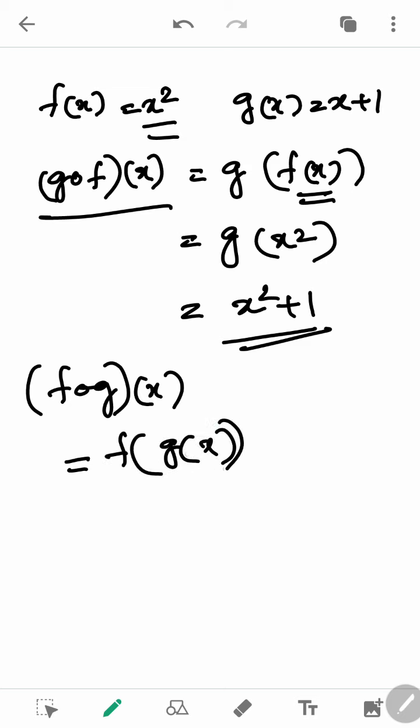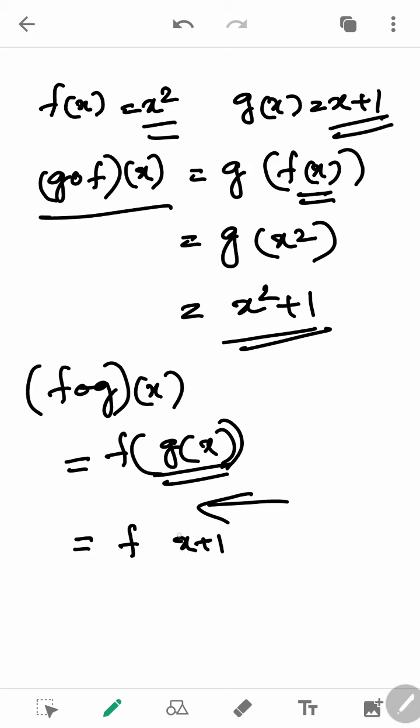I said this is the order. Right? So f of g of x. What is g of x? g of x is x plus 1. You have to find f of x plus 1. How can you find f of x plus 1?